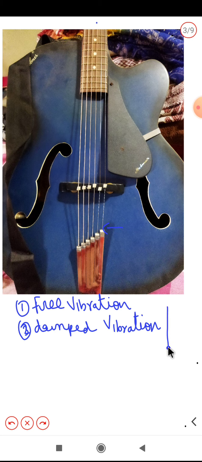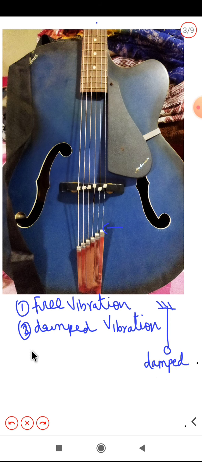In case of a simple pendulum, if the pendulum is vibrating in air, after some time it will stop vibrating because of external air resistance. So, because of the external resistive force, the body will stop vibrating. So, we call it damped vibration.